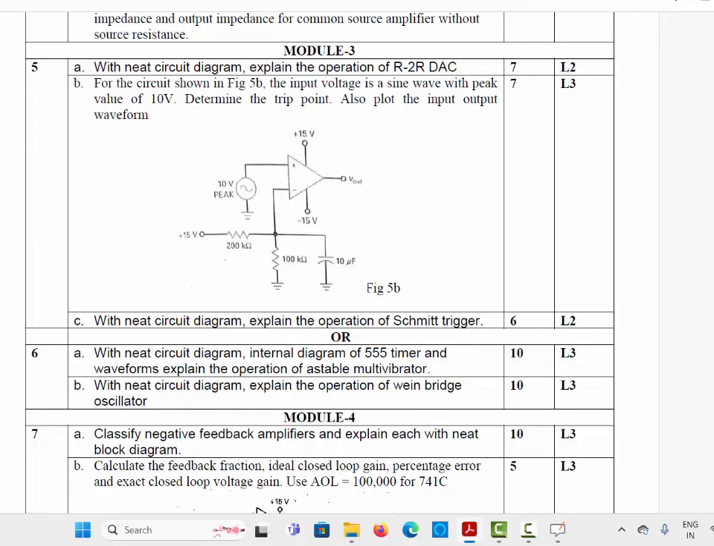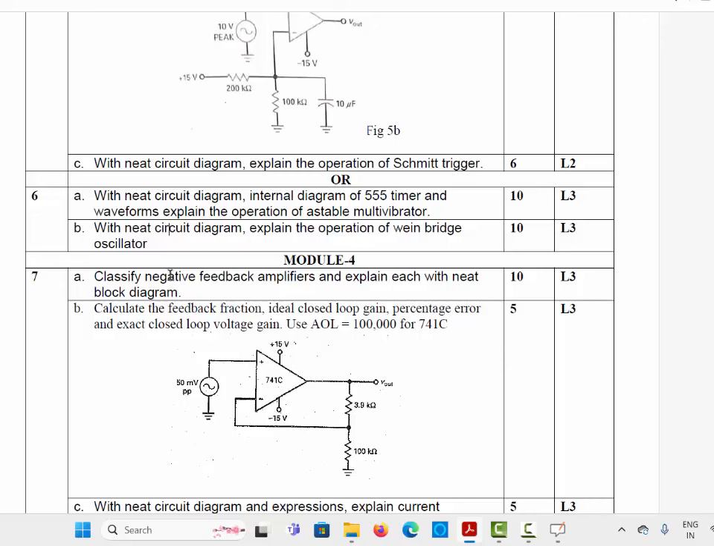7A, sorry, classify negative feedback amplifiers and explain each with a neat block diagram. Again, this is a direct problem. We have to do the classification. One is voltage controlled voltage source, then current controlled voltage source, then voltage controlled current source, and current controlled current source. For all four we have to draw the block diagram and explain the input and output impedances. This is a direct problem. Please refer to the textbook. Now 7B is a numerical problem.